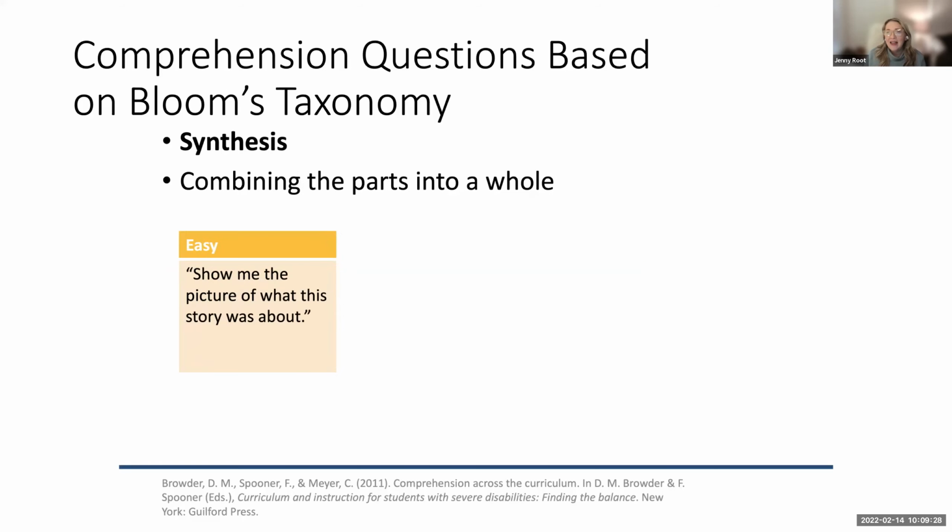And then finally, synthesis. That's where we're combining the parts of the whole, right? So analysis, we would be breaking it apart. Synthesis, we want to kind of see the whole picture. So these are main idea type questions, like show me a picture of what the story is all about. More medium would be something like, what might be another title for this story? And a more difficult question would be something like, what will happen to people if they have no job?